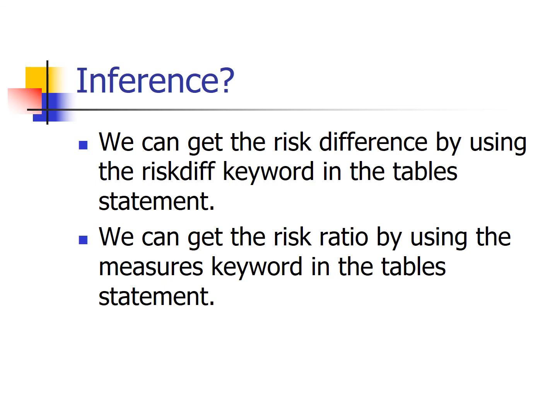Now, what about inference? We talked about these risk differences. We talked about these risk ratios. We also talked about these odds ratios. How can we get these things? Well, again, it's just a keyword in the table statement. If we put the risk diff keyword in the table statement, we'll get risk differences. And if we put the measures keyword in the table statement, we'll get odds ratios. And of course, you could put both keywords in the table statement and get all of that information.